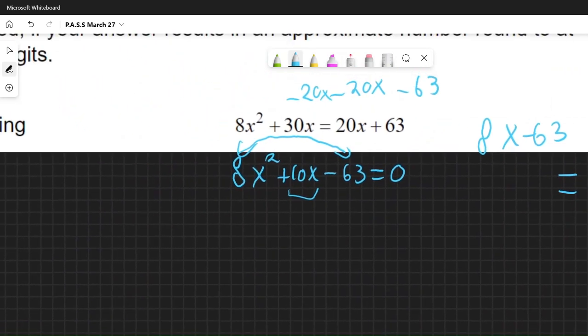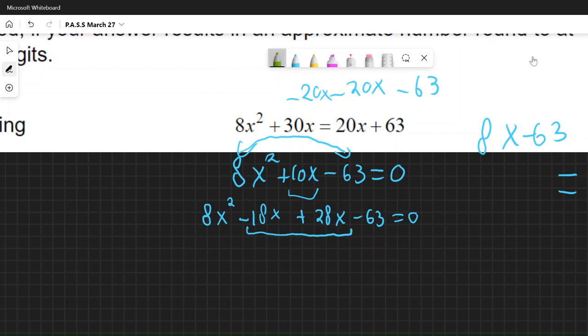So then what we do is we split this term into two parts. So we'd have 8x squared minus 18x plus 28x minus 63 equals 0. And one thing you got to be careful about when you're factoring by grouping, sometimes if you set these two terms in the wrong order, then it might not work out. So now we're going to group these two terms together and these two terms together and factor out the greatest common factor out of each of them.